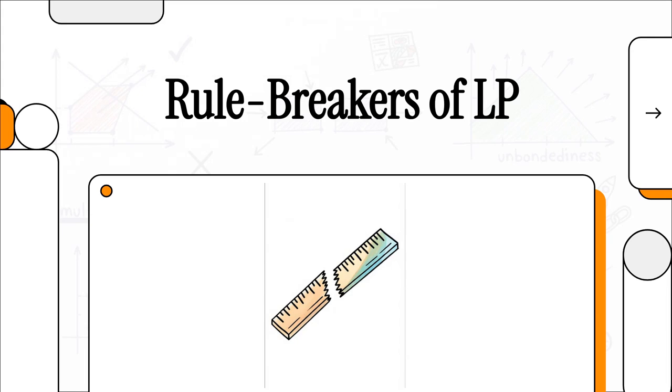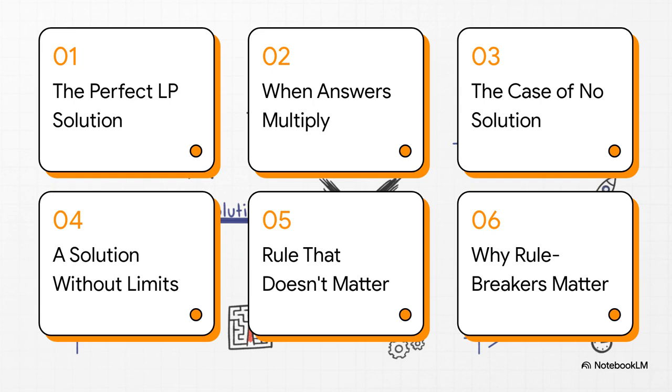You know, linear programming is supposed to be this world of clear, predictable rules. You follow the steps, you get one perfect answer. It's all very neat. But what happens when the math breaks its own rules? Today, we're going to meet the 4 fascinating exceptions in linear programming, the cases where the models go a little bit rogue.